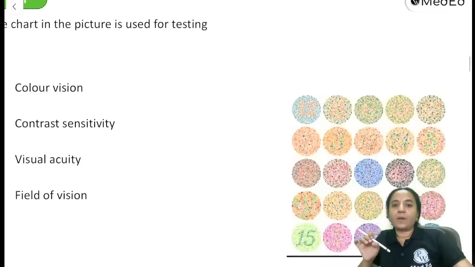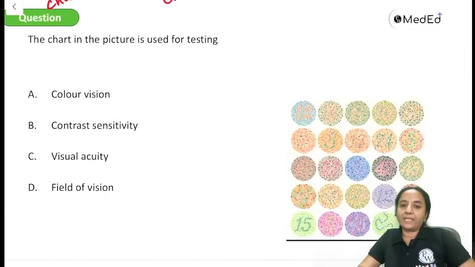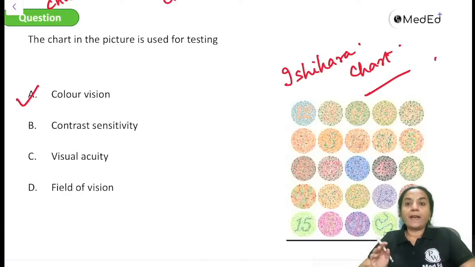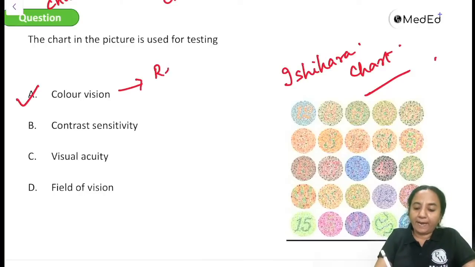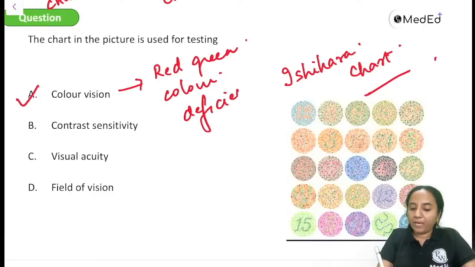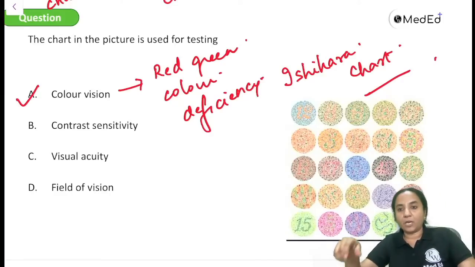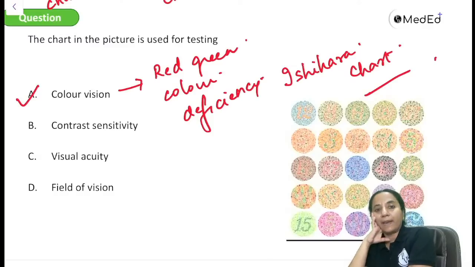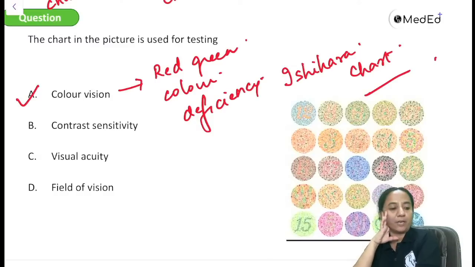Okay, let's go to the next one. What is this? This is very, very simple. Correct. This is your Ishihara chart, used for evaluation of color vision. We have to remember that the Ishihara chart helps us to identify only red-green color deficiencies. All types of color deficiency are not going to be picked up by this chart. The commonest type of color abnormality that we know is actually red-green, and red-green anomalies are picked up by the Ishihara chart.